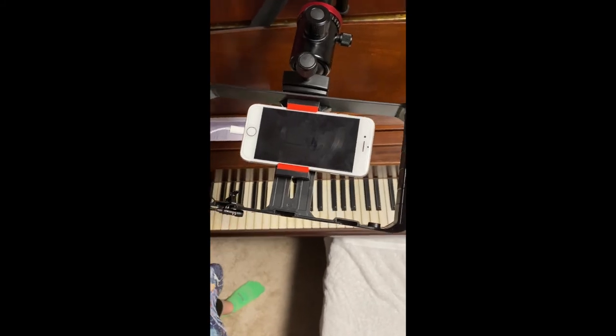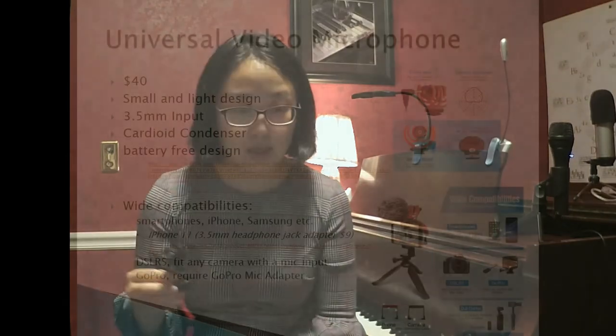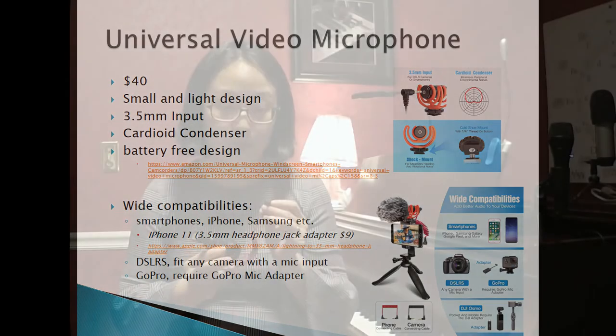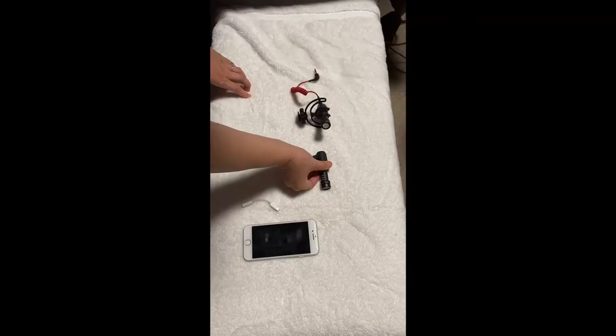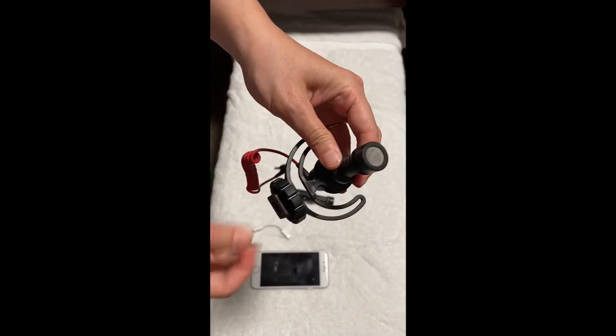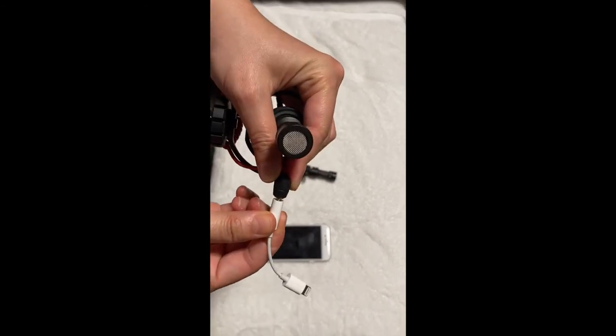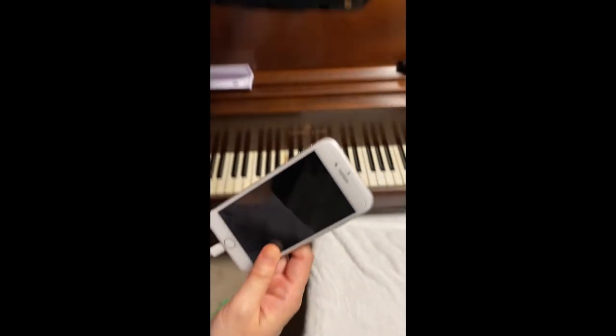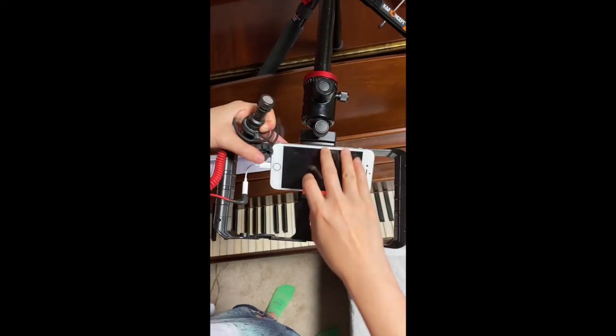The next one I'm going to show you is universal video microphones. Those are the same kind. However, this one has a mount that you can attach it on, and it's about $40 range. They're small and light design, and then they have a 3.5 mm input. You can actually hook it up with phones, but you need this little adapter to hook it up with phones. So you can attach it. I have this mount here, and the phone is right here, and then you can plug this side in.